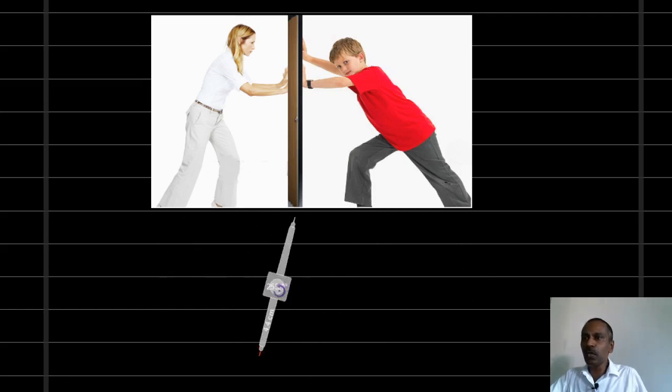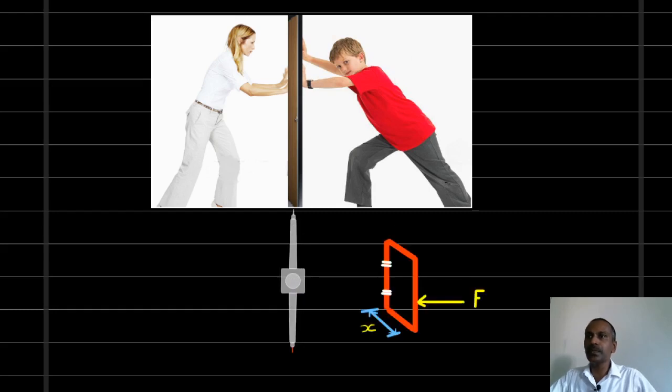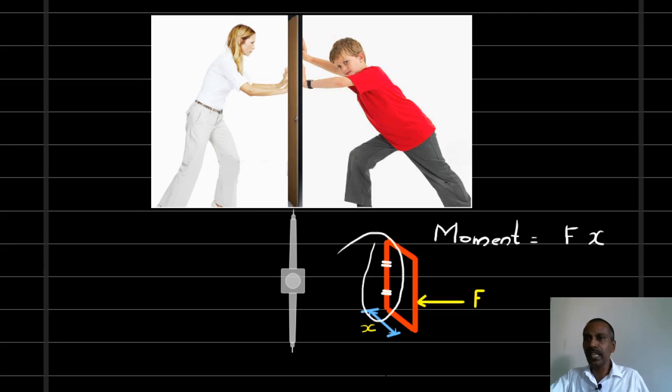So the moment of a force causes the body to rotate in a particular direction. The magnitude of moment is equal to the force into the perpendicular distance. It's the distance between the point where the force is acting and the center of moments. Here the center of moments is same as the hinges of the door. The moment is equal to force into perpendicular distance.